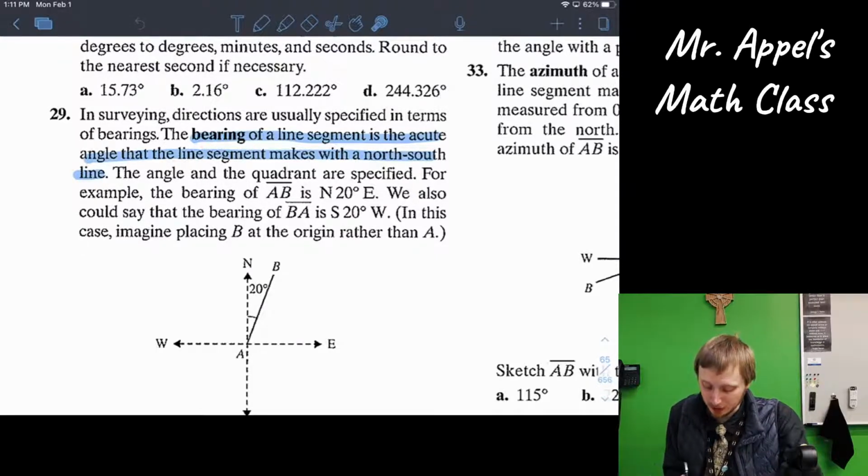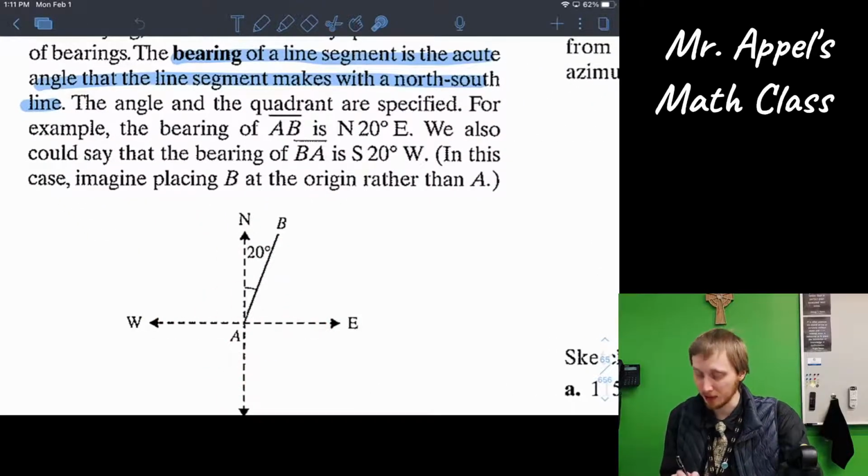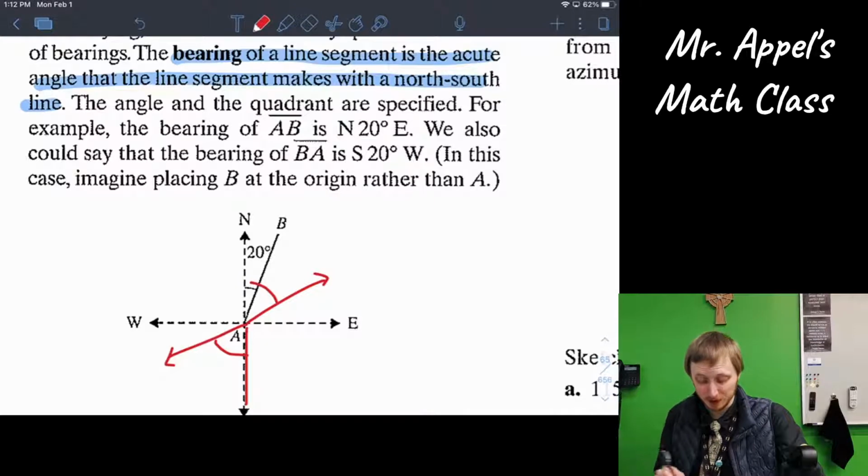The bearing is nothing more than a line segment. The bearing of a line segment is the acute angle that the line segment makes with a north-south line. So, compared to the compass, the bearing is whatever angle you're going at, the angle from the north-south line. We could go this way, and here's our bearing. We could go this way, and here's our bearing. No, it said acute angle. So I would actually want to go on this side to the north-south line. See the difference there?